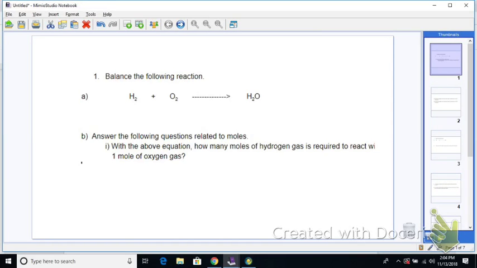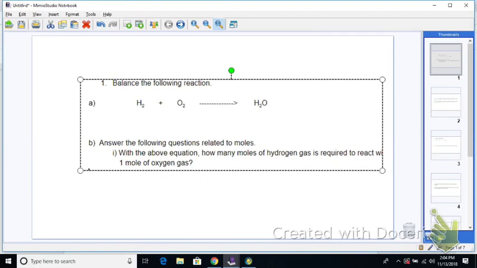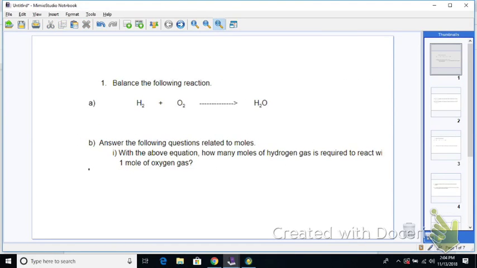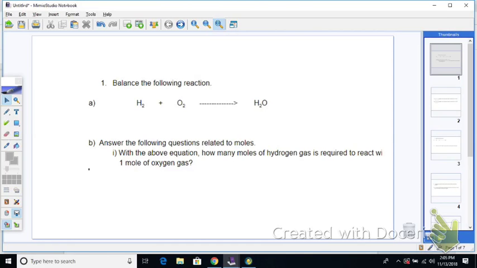Add, really easy, that would be 2, 1, 2, right? Yeah. So we balance this, we get 2. 2 and 2.